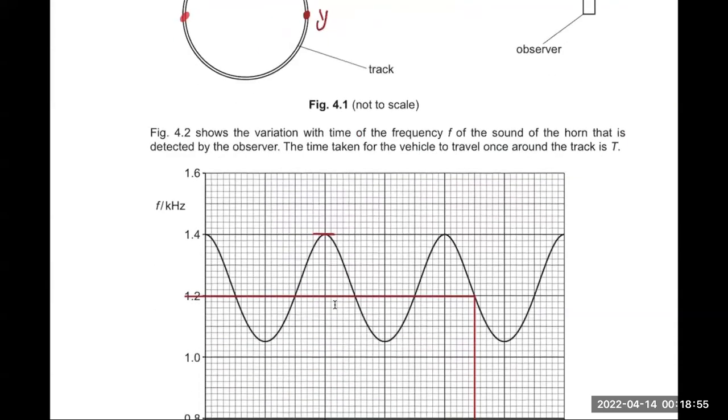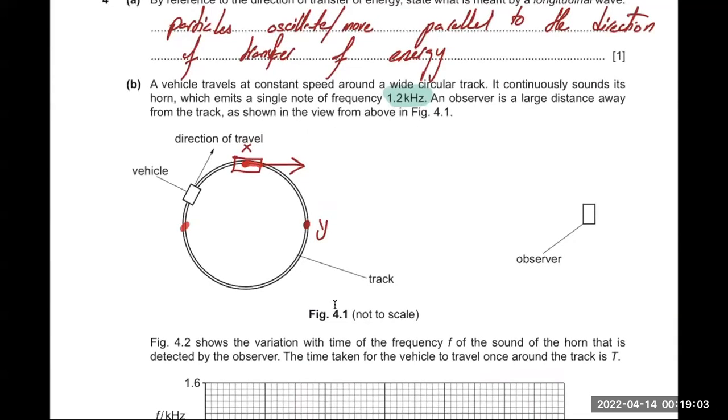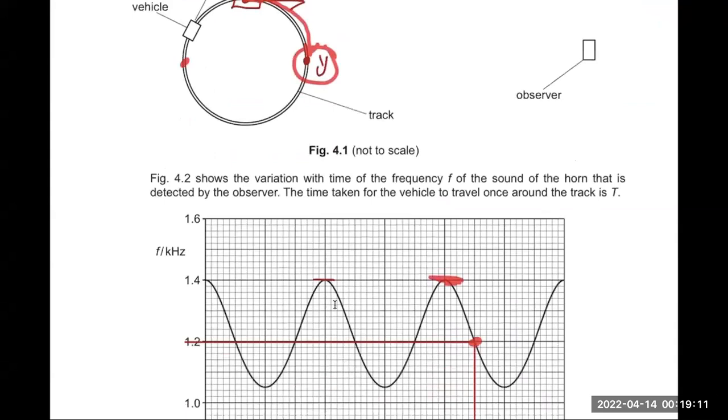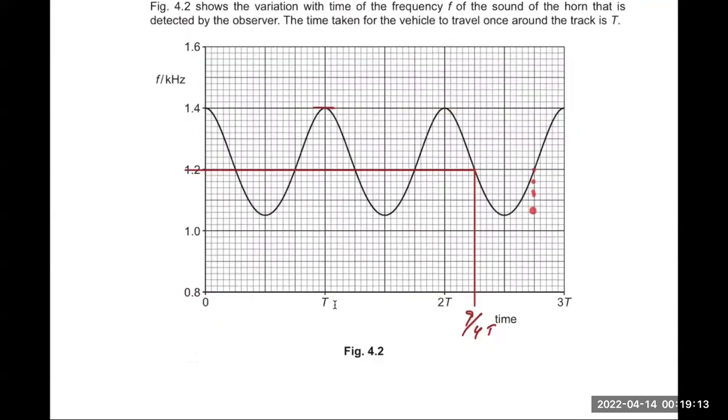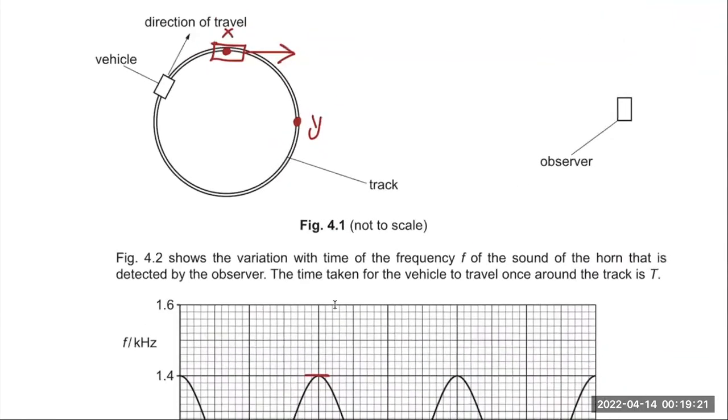Because if we go back, this point is immediately after a maximum is heard. So the maximum is heard over here, and 1.2 kilohertz would be observed at this point. If they said, what about this time period, 2.75T, then we would label it over here. Is this clear?